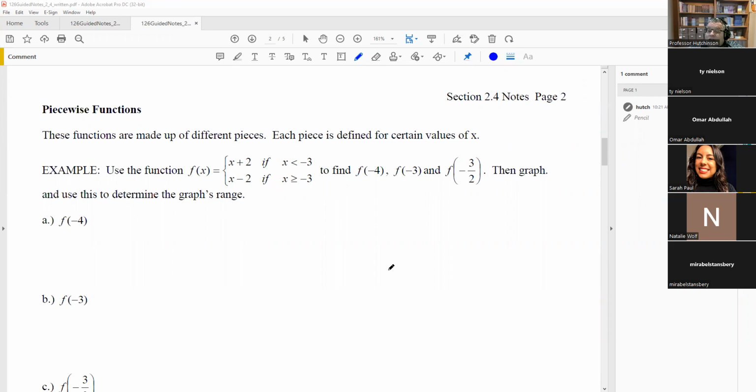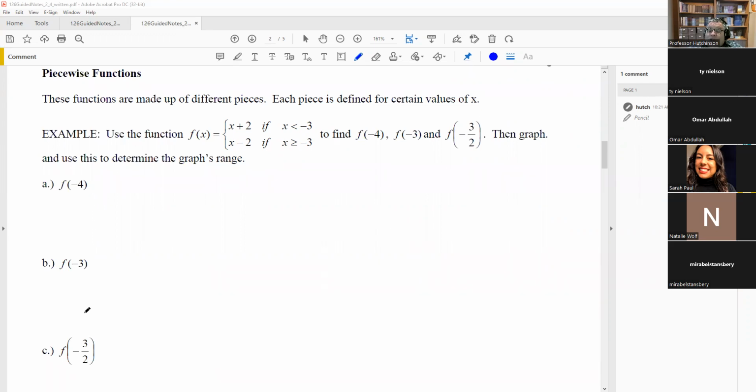We can use this idea in order to evaluate each of these here. What you're going to do is look at the number inside the parentheses, and see which of these two conditions that number would make true. If I plug that number in for the x in the condition, I need to get a true statement. And if I get a true statement, that's how I know which equation to use. All right, so I have -4. I know that -4 is less than -3.